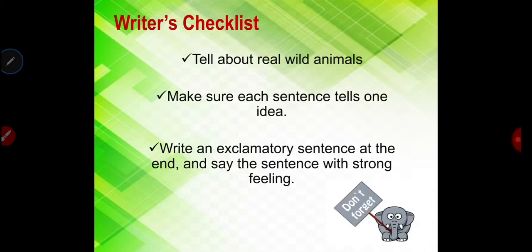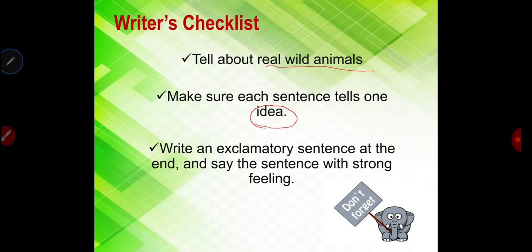Now, what is the writer's checklist or what are your guides in writing a composition? First, it tells about real wild animals. You can write about this, real wild animals. Make sure each sentence tells one idea. Again, make sure each sentence tells one idea. So if you're talking about animals, then just talk about animal. What particular animal? So you have to be specific of what animal you like to write about.